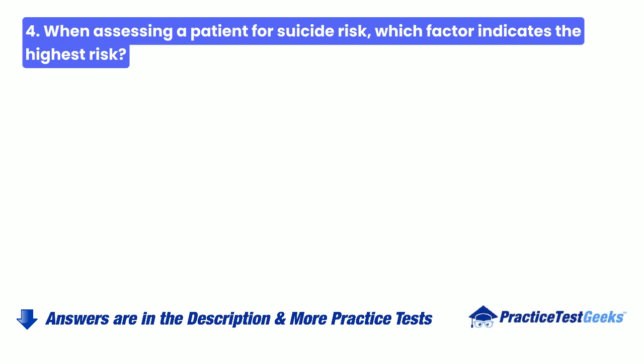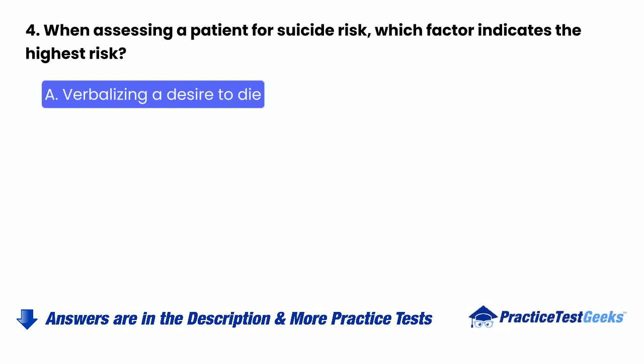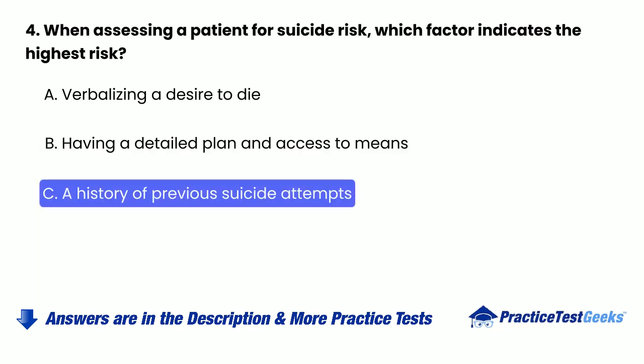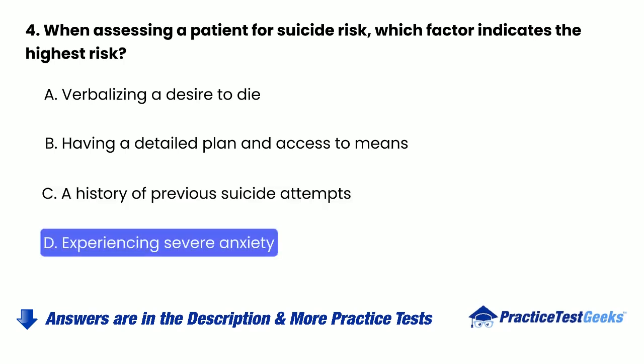4. When assessing a patient for suicide risk, which factor indicates the highest risk? A. Verbalizing a desire to die. B. Having a detailed plan and access to means. C. A history of previous suicide attempts. D. Experiencing severe anxiety.